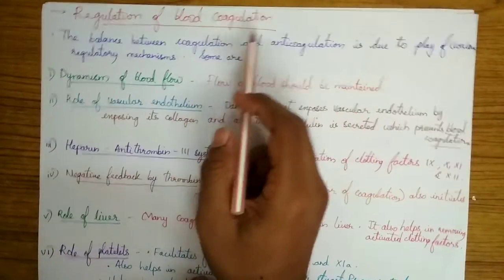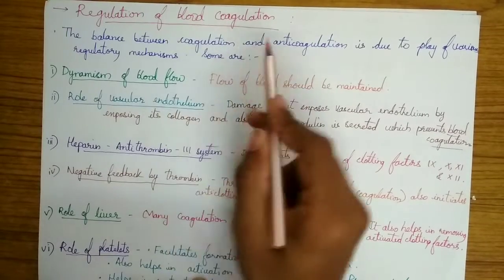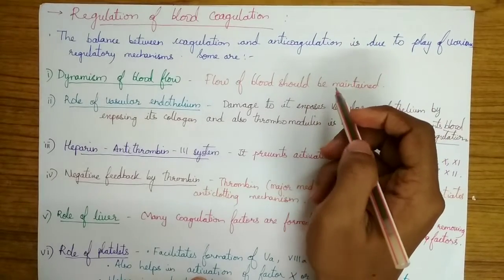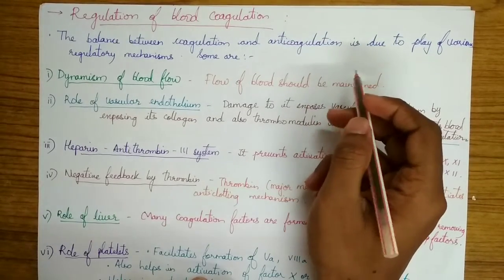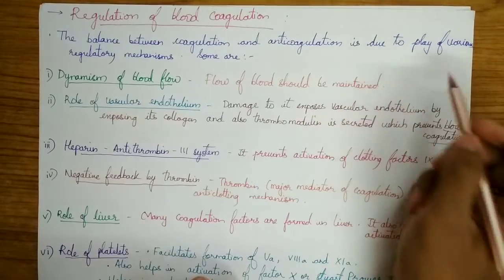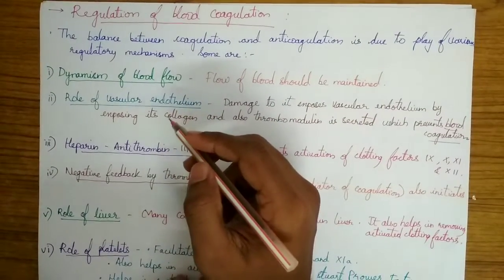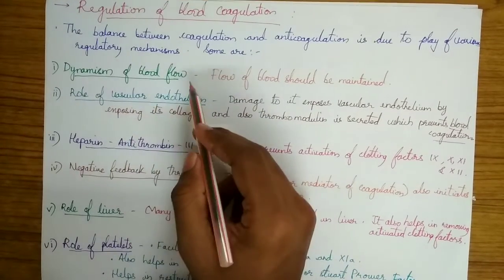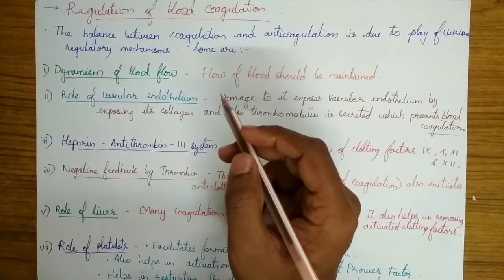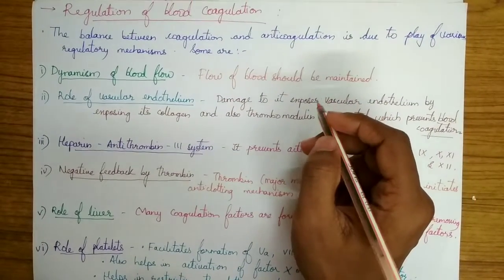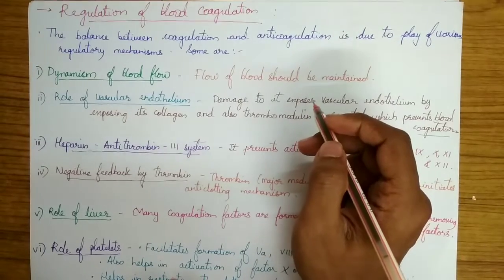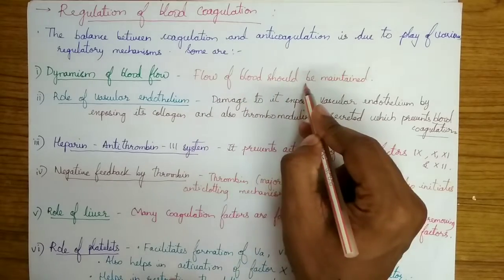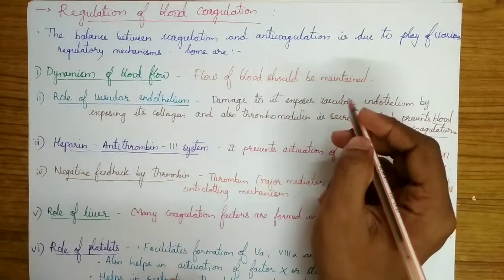Now let's talk about the regulation of blood coagulation. The balance between coagulation and anticoagulation is very necessary, because if it's not there, there will be unnecessary clot formation and many more problems, which can cause severe damage. So it is regulated by many regulatory mechanisms. Some are discussed here. The first one is dynamism of blood flow. When the blood flow is decreased, there will be more chances of formation of intravascular clot and can lead to blockage of the flow of blood. So therefore the flow of blood should be maintained at the normal speed.